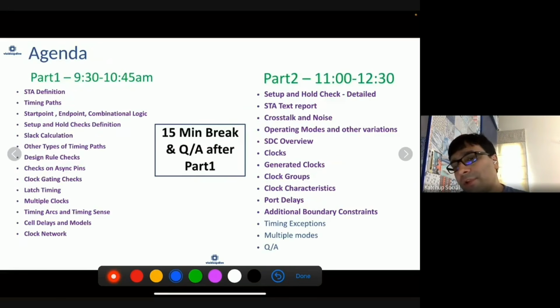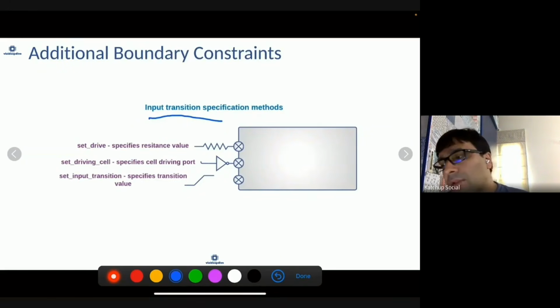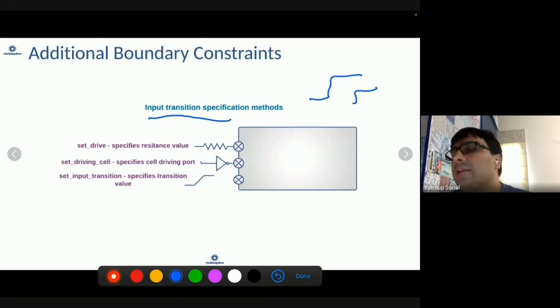In addition to port delays, there are additional boundary constraints also. Not only do you need to know the delays, there are other conditions you need to know on the boundary, and those are specified by additional boundary constraints, like what is the transition on the input, that is, how fast or how slow the input is rising. This can be specified by multiple methods.